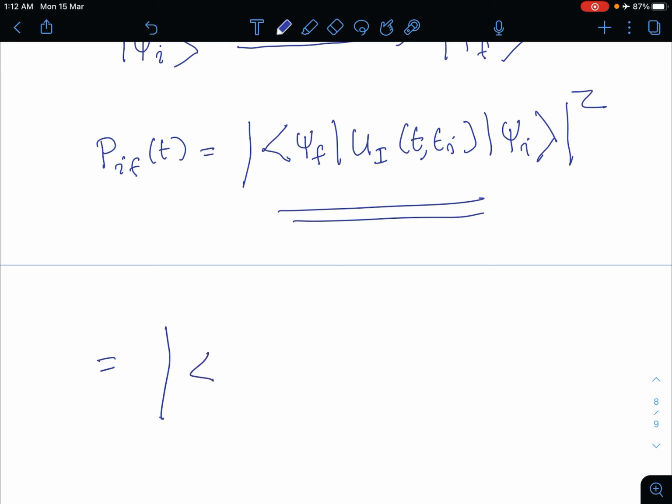So that is simply psi f, let's put 1 minus i by h cross integral t_i to t V_i of t dash dt dash.